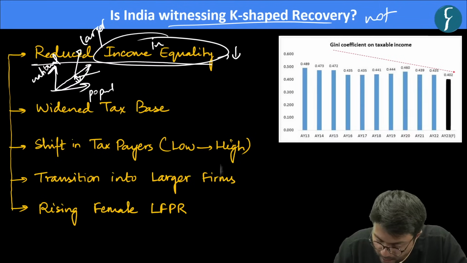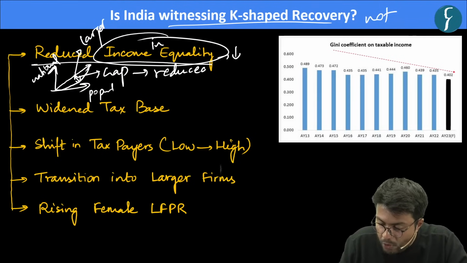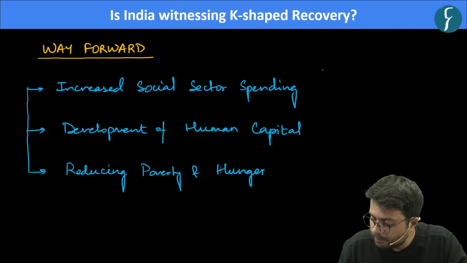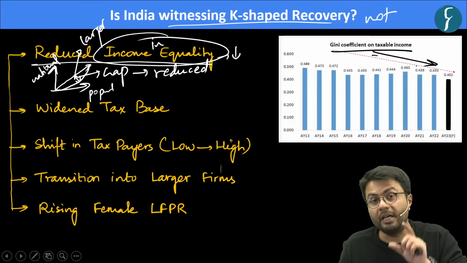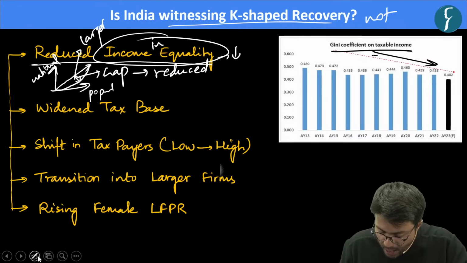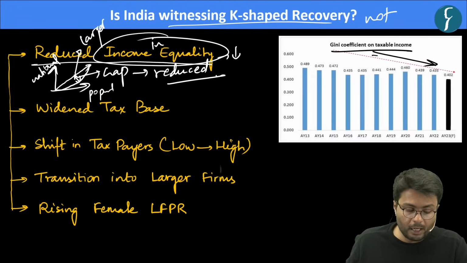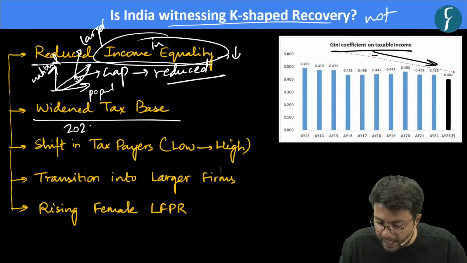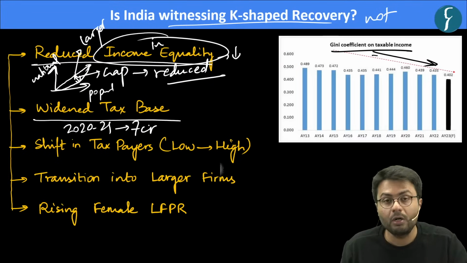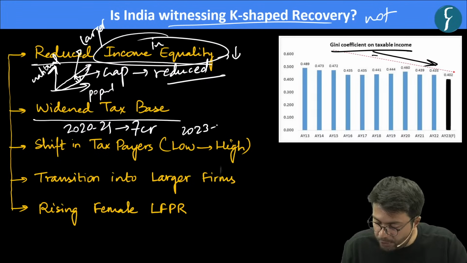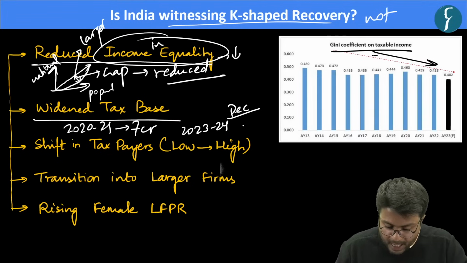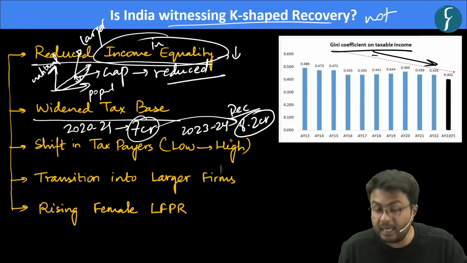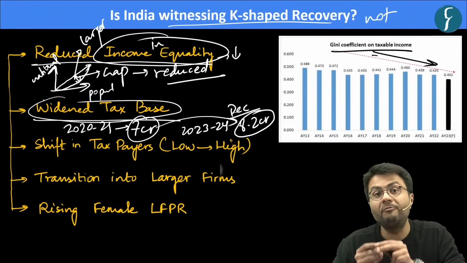And according to the SBI report, this gap has reduced. How? Because according to SBI, the Gini coefficient on taxable income has reduced in this manner. Thereby, according to the SBI report, India has witnessed reduced income inequality. Further, according to the SBI report, India's tax base has also widened because in the year 2020-21, India had 7 crore taxpayers, whereas in the current financial year, that is 2023-24, up till December, as many as 8.2 crore people are registered taxpayers. Hence, you can see this amount has increased, highlighting that India's tax base has actually widened.